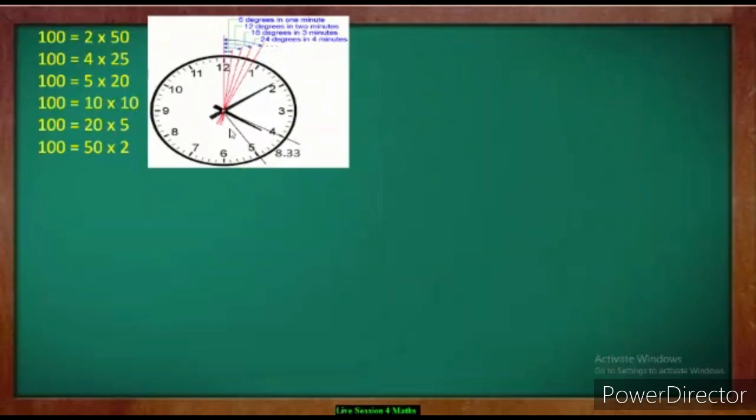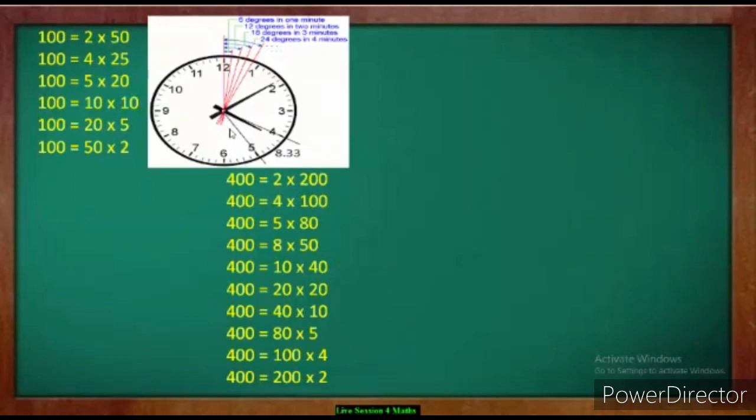Second, let me show you if we take 400 degrees in a circle, and how many ways it can be divided. You can count it. 1, 2, 3, 4, 5, 6, 7, 8, 9, 10. This 400 degrees can be divided into 10 ways. So there are 10 applications possible. 10 ways it can be used. 10 equal divisions are possible.